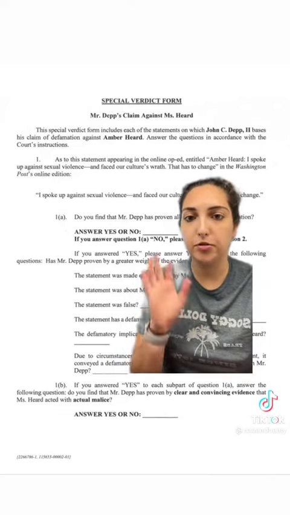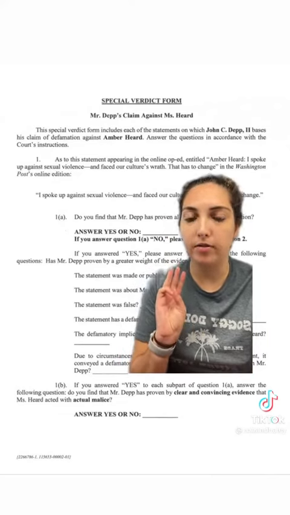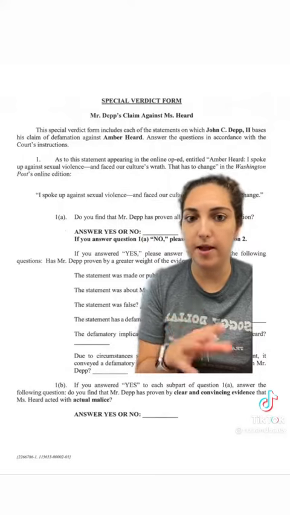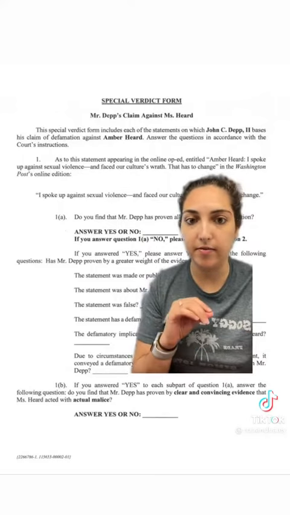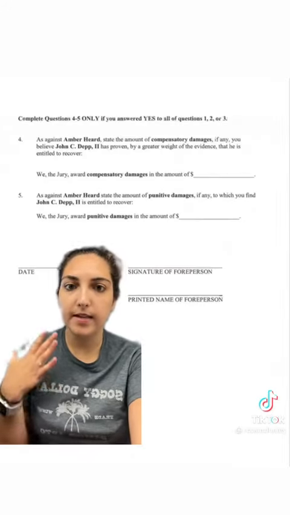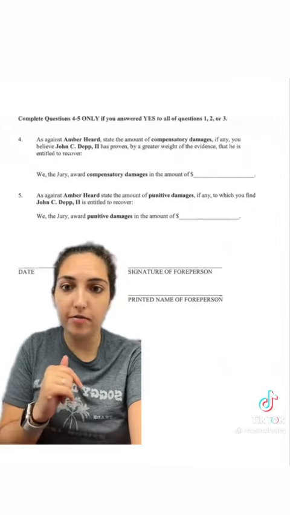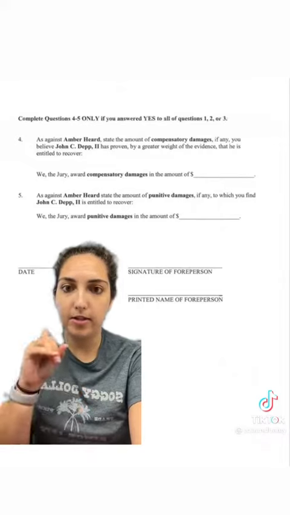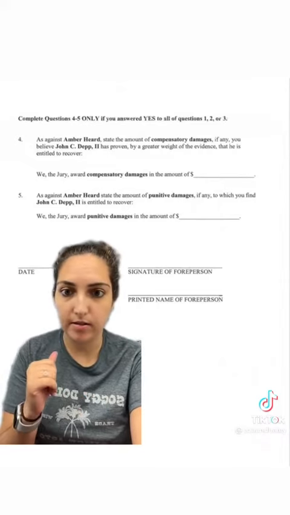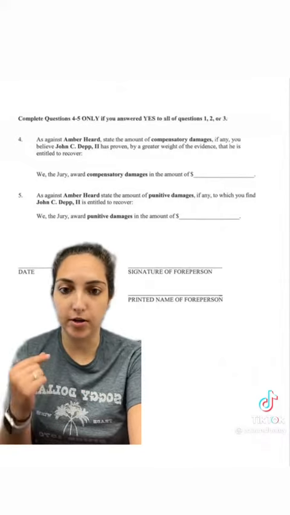So the jury goes through this for all three of the statements made by Amber Heard in the op-ed that Johnny is claiming defamation on. And here are those three statements for your reference. And if they answer yes to all of that above, then they go to this about damages and decide how much to award Johnny Depp.